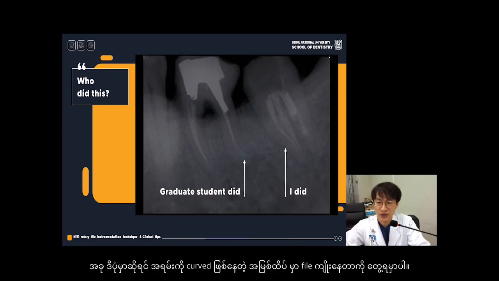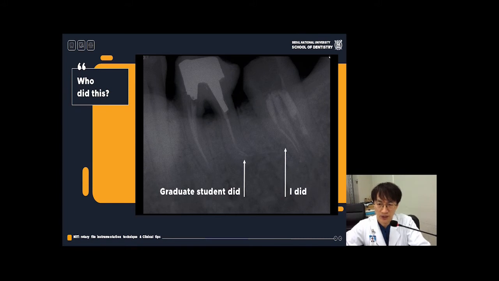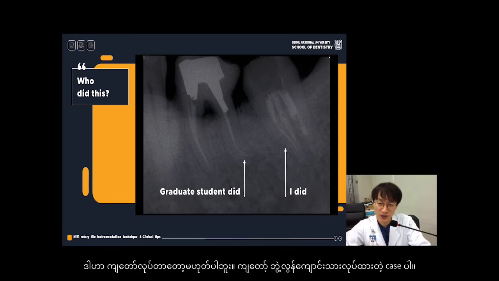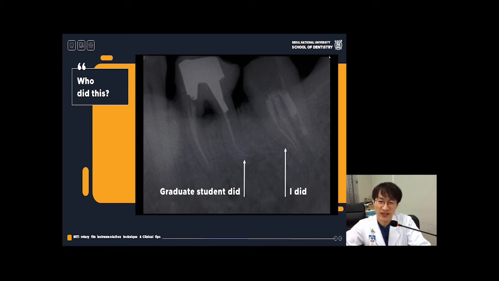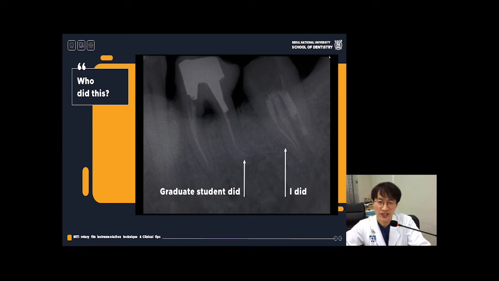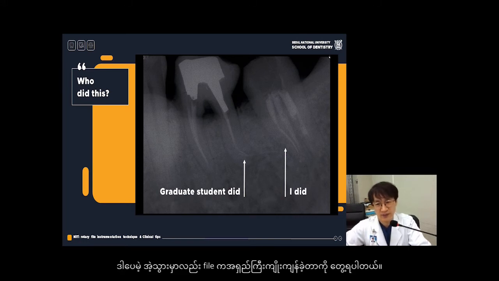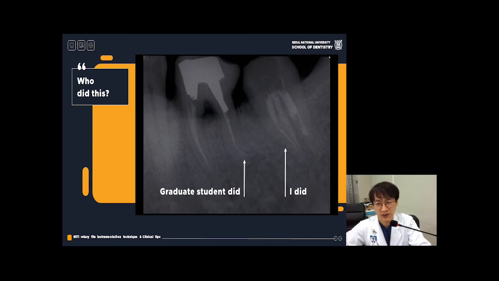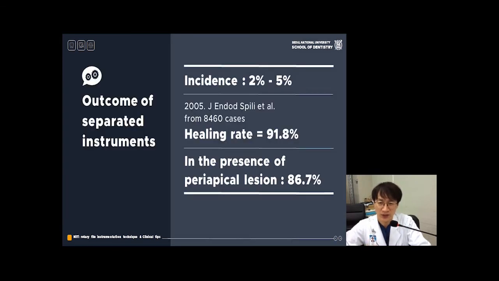As you can see here, it's separated at the tip of the root at the really severely curved. But I didn't do that. My graduate student did that, and then I blamed that, and then I started to treat this patient with another tooth, and then I separated with long and deep portion with another file. So I cannot blame separation. I should be careful and avoid that.